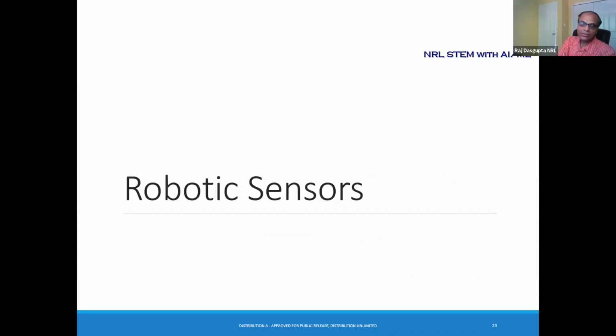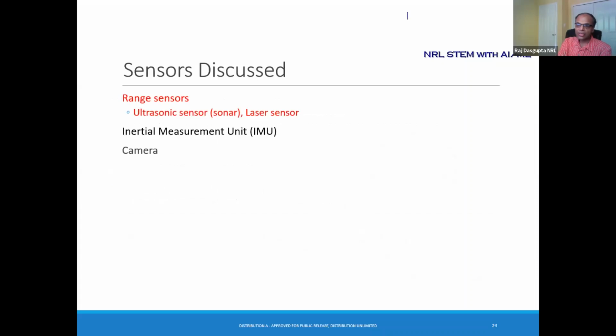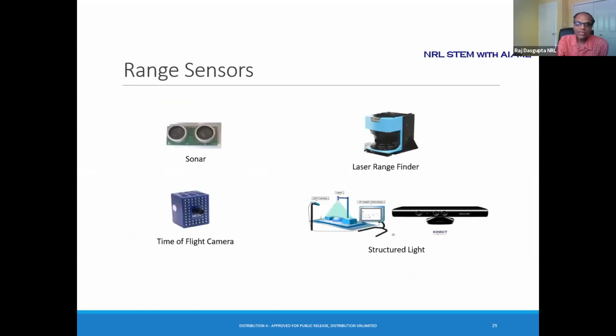With that, let me get into the meat of our talk. I will briefly talk about the main sensors, and as I said, we can delve into the details of each of the sensors later on. So first, let me talk about range sensors. Range sensors tell a robot how far obstacles are from it. These are the most commonly used range sensors.